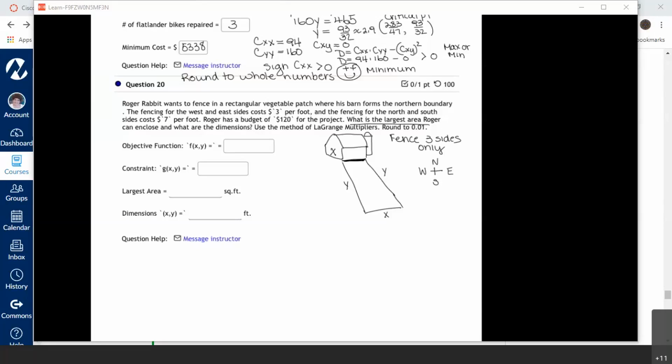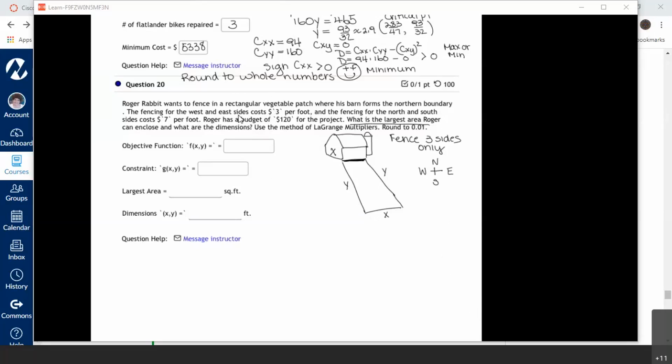You're trying to get the most amount of fencing for $120. Nope. This is why these are tricky. What's the largest area? You're trying to maximize the area of this rectangle.